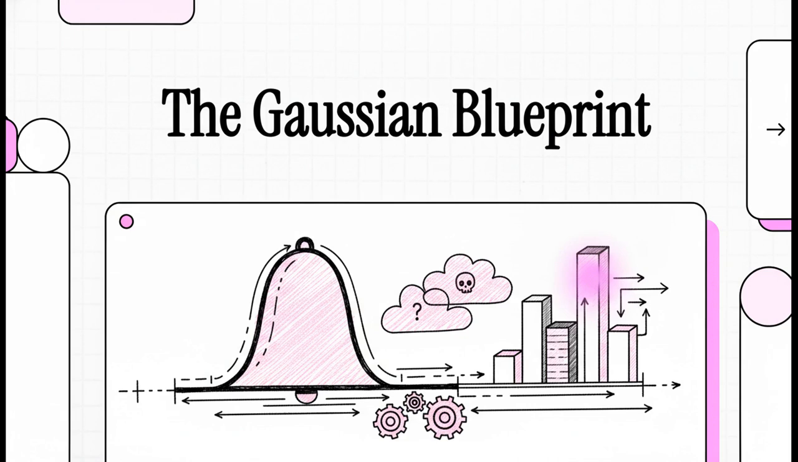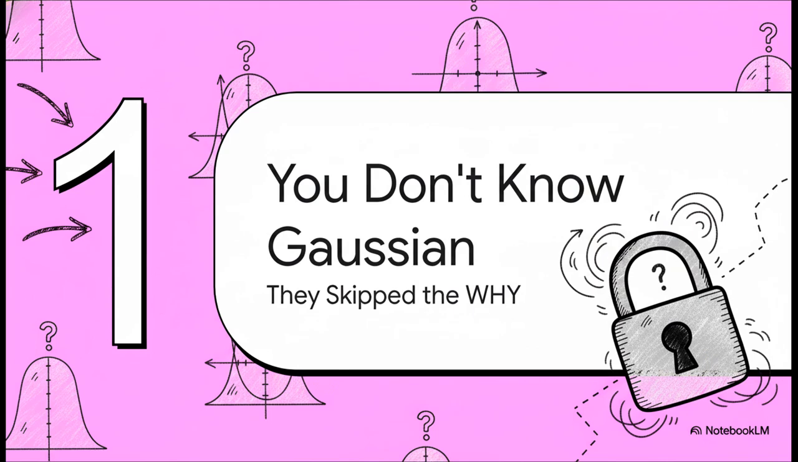So, in this explainer, we're going to decode the actual blueprint of the bell curve. We are going under the hood to figure out not just how it works, but why this one shape is so unbelievably common, and why that can be both a huge advantage and a really dangerous trap. Okay, let's just dive right in.